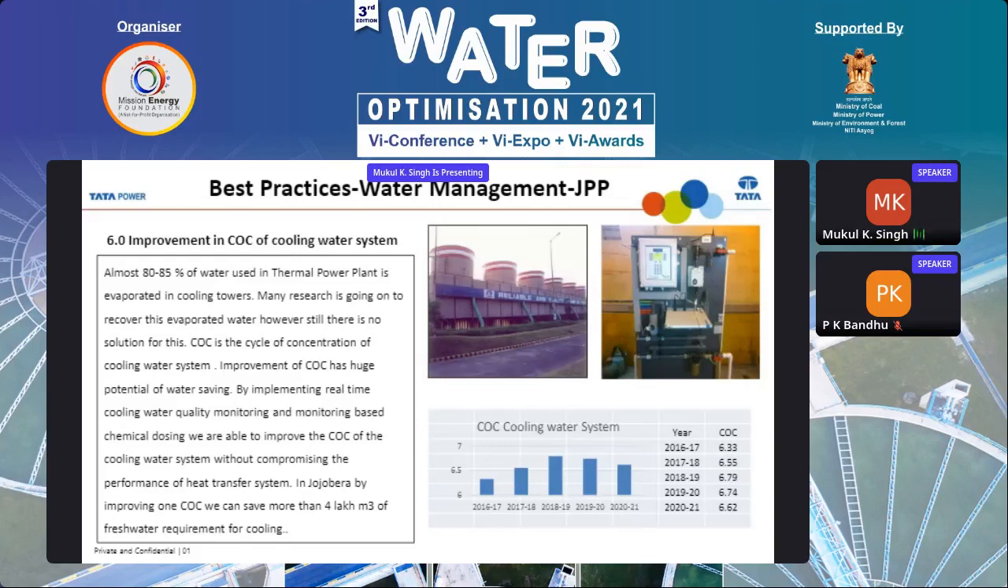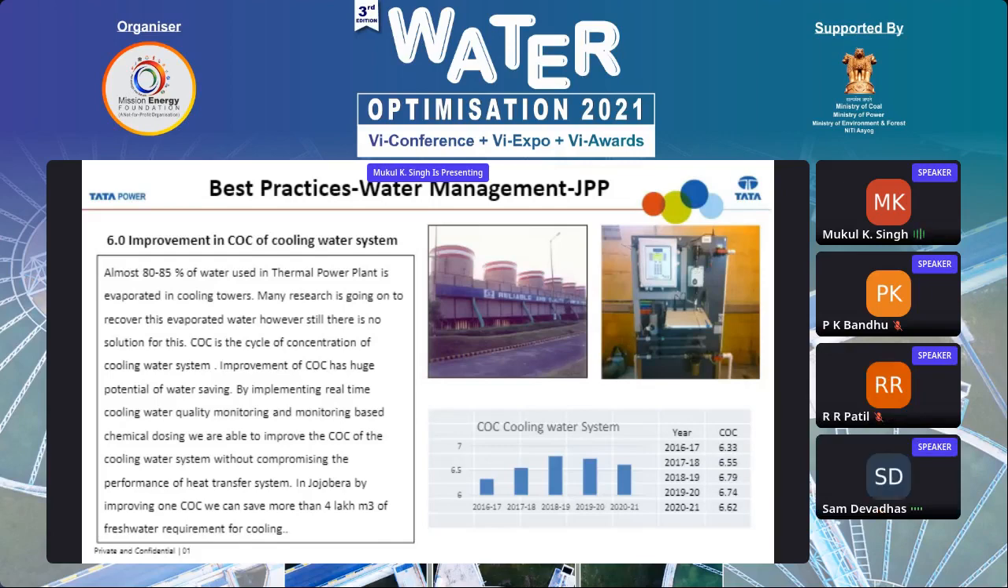COC is the cycle of concentration of cooling water. How many cycles the water runs, thereafter it gets lost to the atmosphere. An improvement of COC has huge potential for water saving. By implementing real-time water quality monitoring and monitoring-based cooling chemical dosing, we are able to improve the COC of the cooling water system without compromising the performance of heat transfer systems in cooling towers or in the condenser.